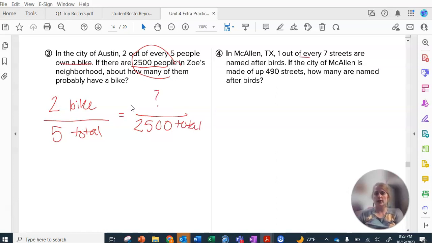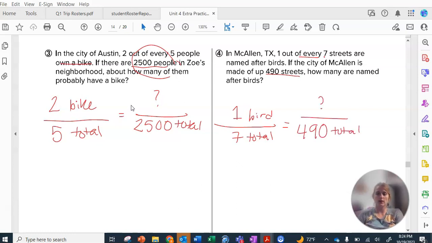In McAllen, Texas, 1 out of every 7 streets are named after birds. That means 1 bird street to 7 total streets, which means that 6 streets are named after things that are not birds. If the city of McAllen is made up of 490 streets, that is not talking about bird streets, that's talking total streets. How many are named after birds? You figure out that one.